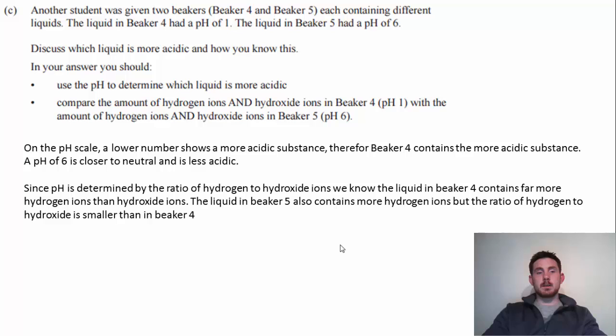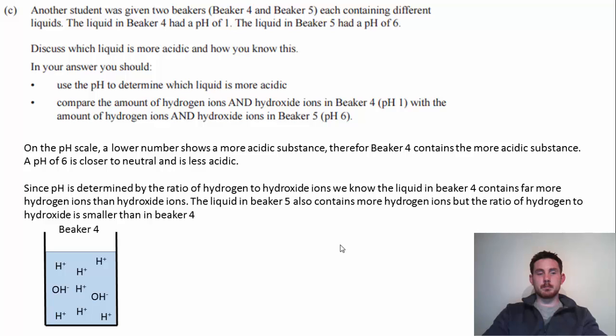Alright, so to compare the amount of hydrogen ions and hydroxide ions, beaker 4, because it's more acidic, it must have a much higher ratio of hydrogen ions than hydroxide ions. And this might be easier to see in a diagram as I explain it. So there's a little picture. We can see there's a lot of hydrogen ions and only a couple of hydroxide ions. Now, we're never going to be talking numbers that small, really, but that's just a representation of the ratio that might be found in that solution.